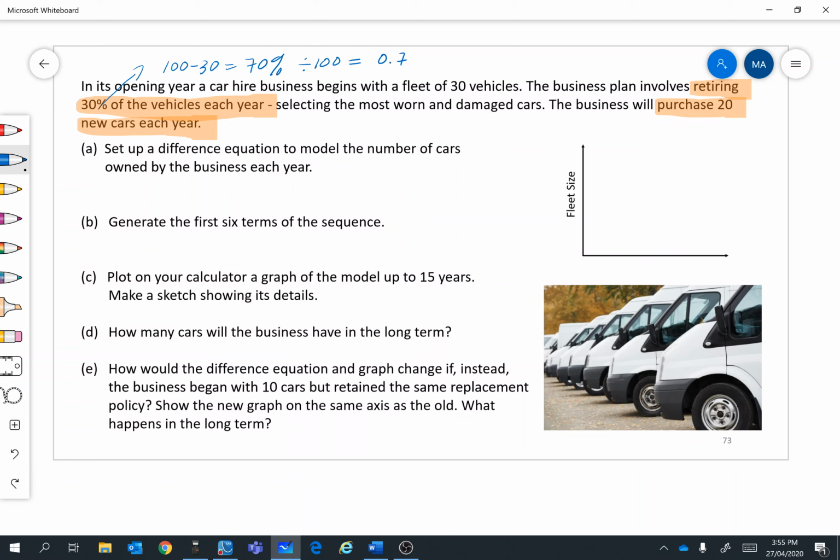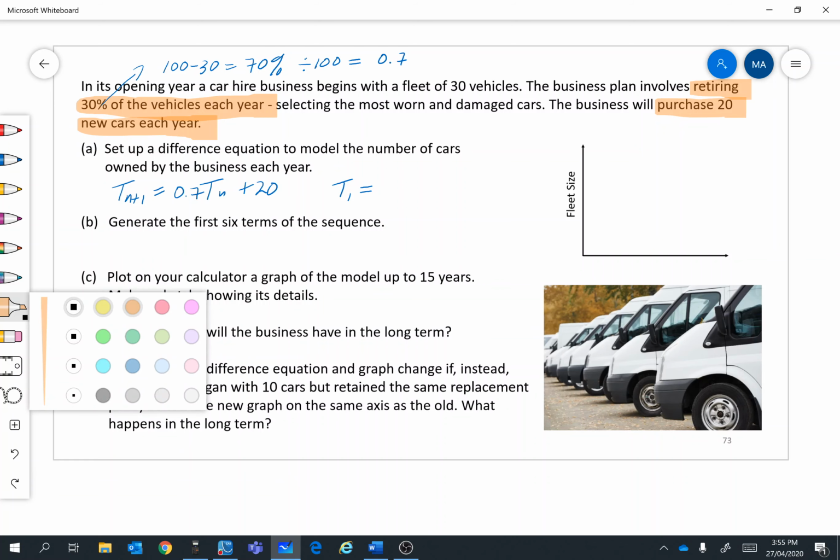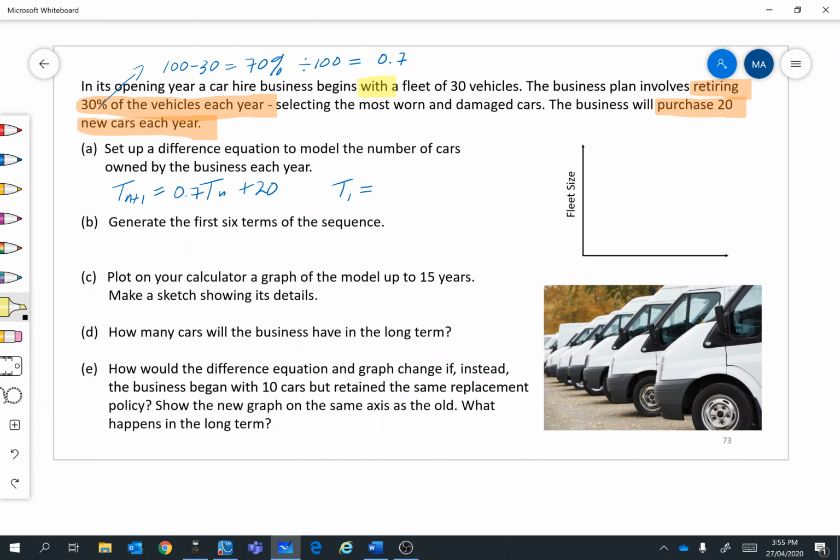Okay, so that means to get from one term to the next, we take the previous term and multiply that by 0.7, and then we add 20 to reflect the fact that there are 20 new cars each year. Now, the first term of the sequence, T1, is equal to 30 vehicles. That's the number of vehicles in the fleet at the beginning. So we'll put T1 equals 30. That means in year one, there are 30 vehicles.